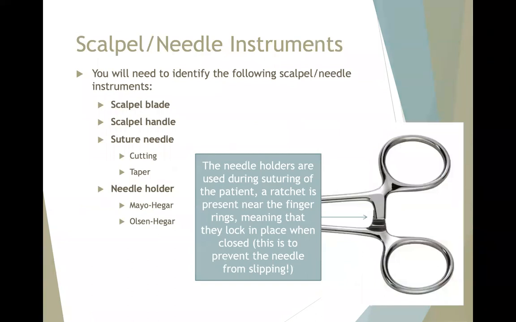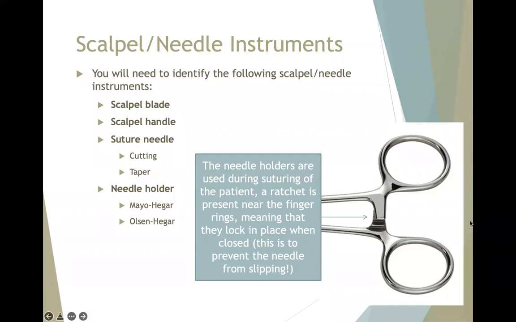Now I'm going to get into talking about our scalpel handle and different needle instruments that we're going to use. So looking at our sutures as well as our blades. And we know that our needle holders are going to be used when we're suturing the patient. And I like to call this just the locking mechanism, but they'll also refer to it as the ratchet. So again, just different terminology for these surgical instruments.